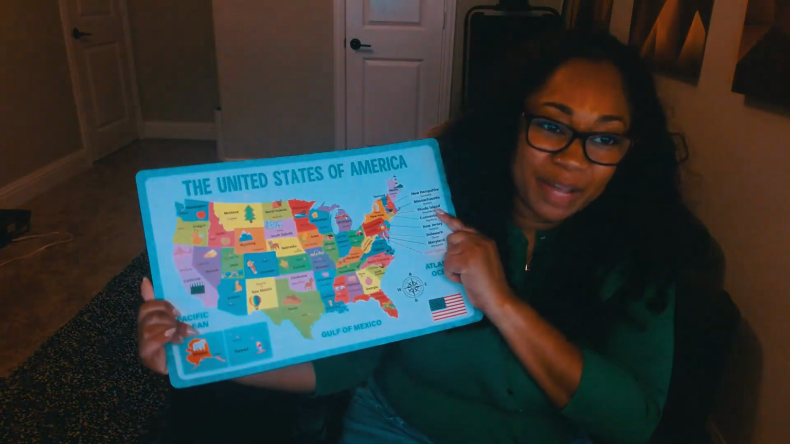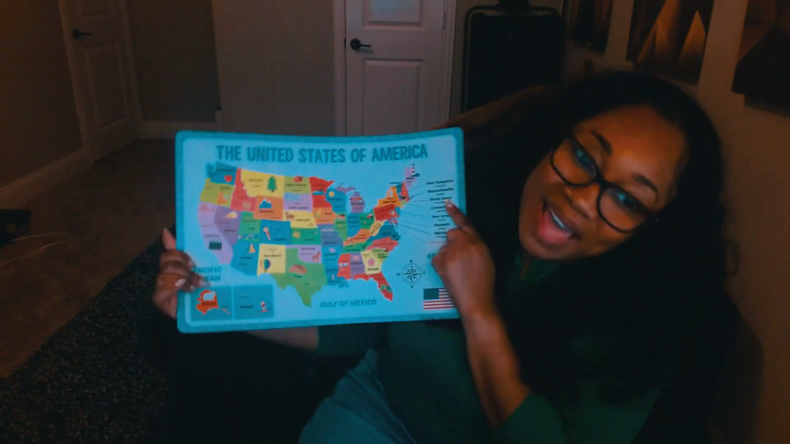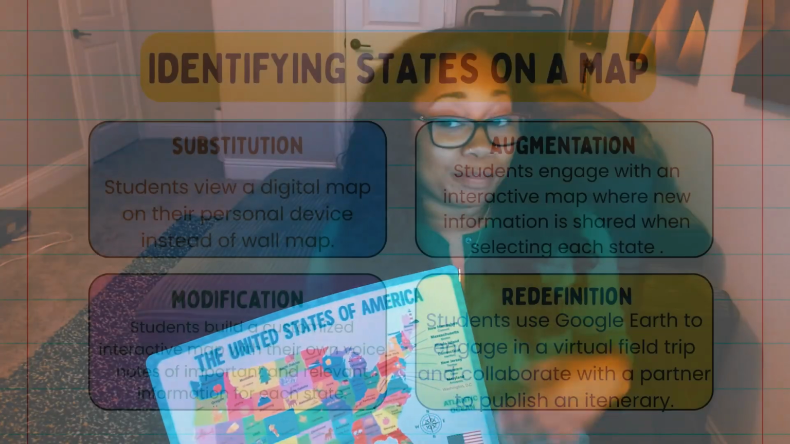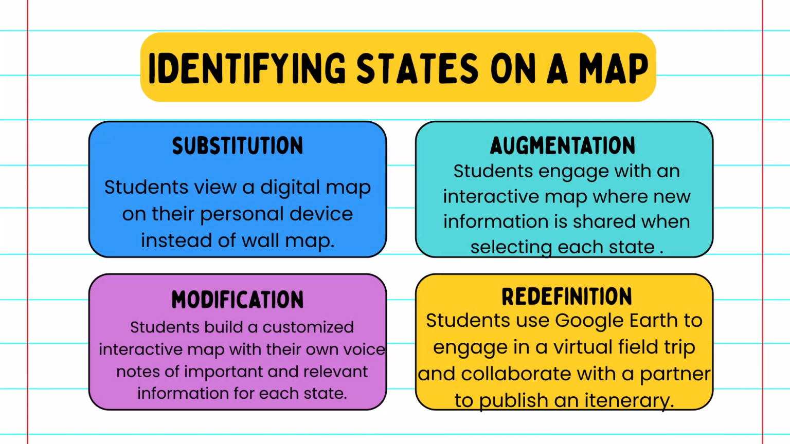So let's talk about identifying states on a map. So for substitution, students can view a digital map on their personal device instead of a printed map or a wall map. For augmentation, students can engage with an interactive map where new information is shared when selecting each state.